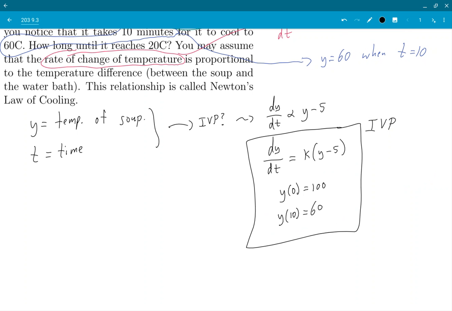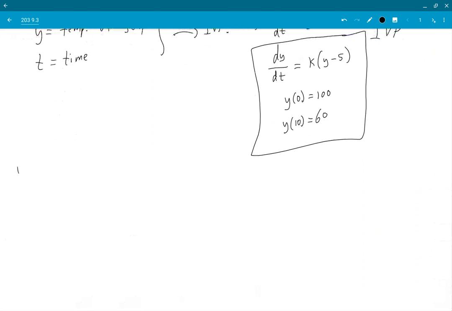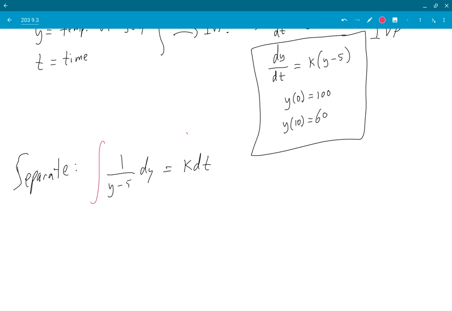Okay, moving on, I want to separate, integrate, celebrate. Separate. So what does that mean? I have 1 over y minus 5 dy is k dt. And I integrate both sides.